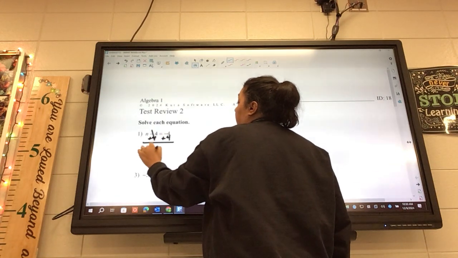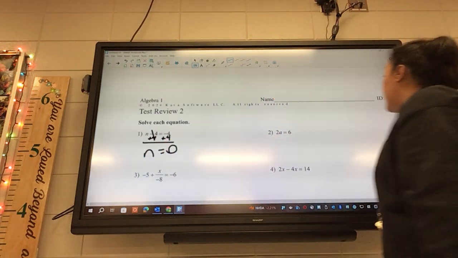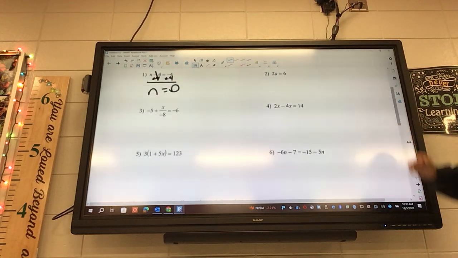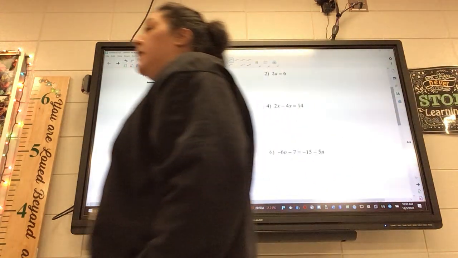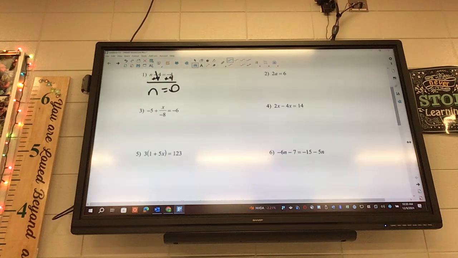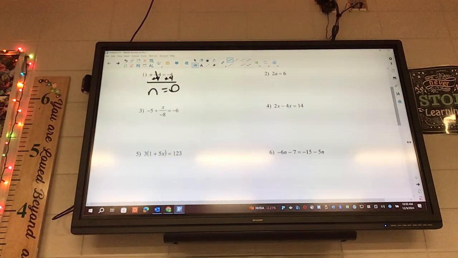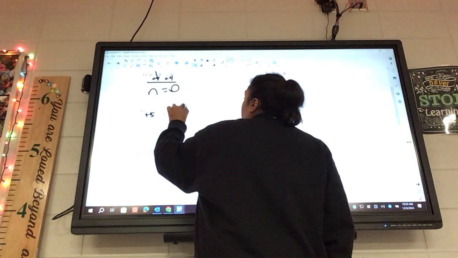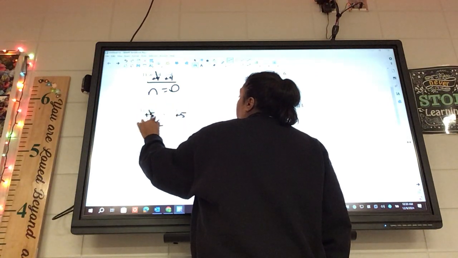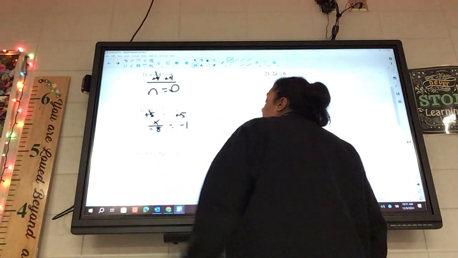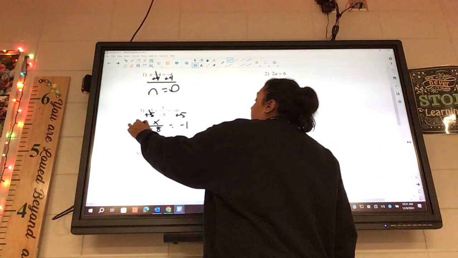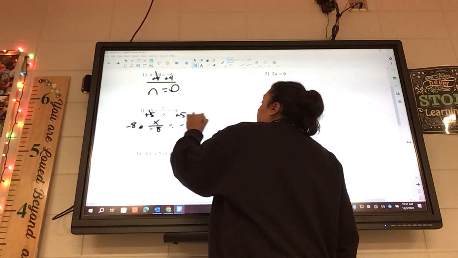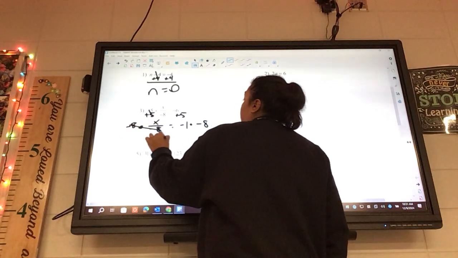Okay, so we're going to get n equals 0. Negative 4 plus 4 is 0. Okay, what about number 3? What needs done? The 5. Move the 5, so plus 5 on both sides. Okay, and then what? Bring the x. Multiply 8. Okay, so I'm going to get x over negative 8 equals negative 1. And then, yes, we do need to times by negative 8. So we get x equals 8.